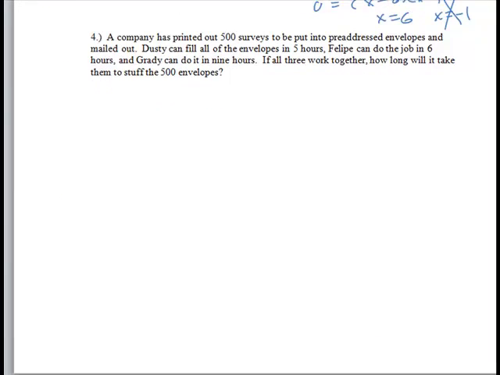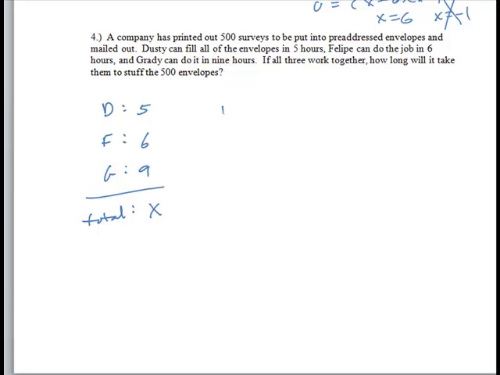Example 4, another hourly rate problem. In this case, 3 people are working together. This first person, Dusty, can do the job by himself in 5 hours. The second guy, Felipe, takes him 6 hours, and the slowest one, Grady, takes him 9 hours. So if they're all working together, we know it's definitely going to take them less than 5 hours, but we'll set that equal to x.